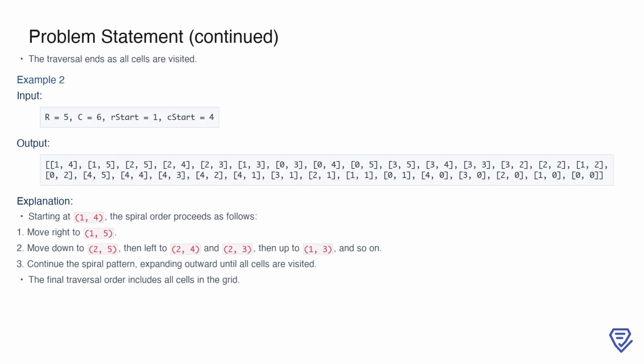The key here is that the traversal always follows the spiral pattern, even when it involves moving outside the grid temporarily. The final output is a list of all coordinates visited, in the specific order dictated by the spiral.